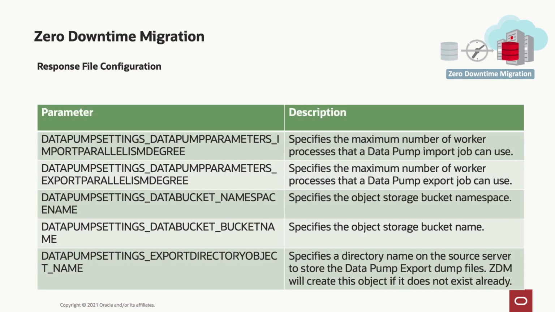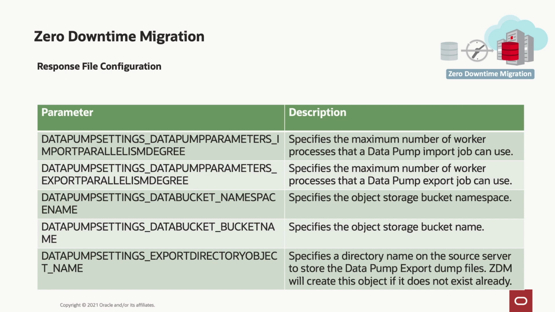We then have more values for data pump settings. As data pump parameters, we have import parallelism degree, which specifies the maximum number of worker processes that the data pump job is using. Then we have the same for export parallelism degree, which specifies the number of data pump processes, but for the export side, right? So we have one for the import and one for the export.